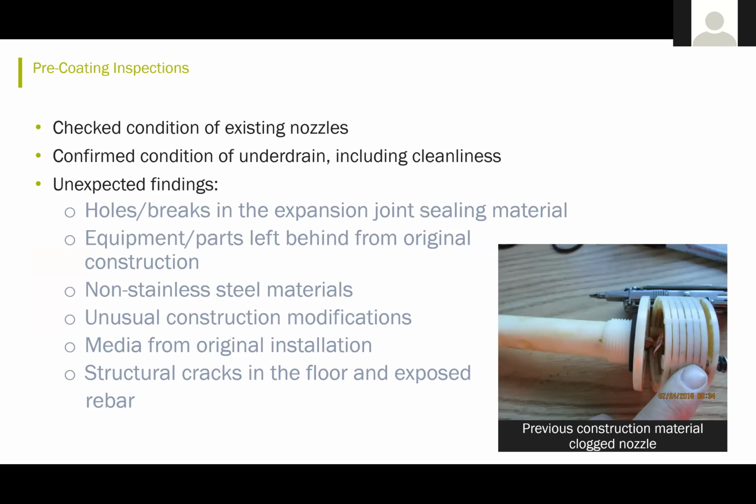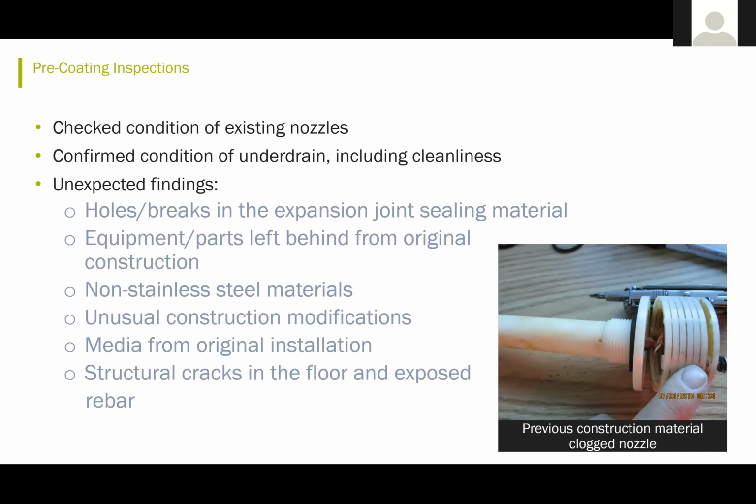So they physically checked the condition of each of the nozzles, and then they had to confirm the conditions in the underdrain, including its cleanliness. And they had a number of unexpected findings. They had holes and breaks in the expansion joint material. And they had equipment and parts left behind from the original construction from 2016.